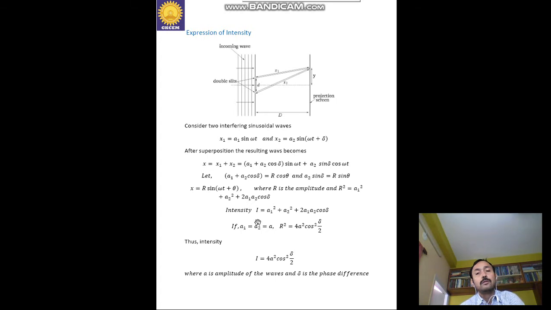So I ∝ a1² + a2² + 2a1a2 cos δ. If a1 = a2 = a, then R² becomes 4a² cos²(δ/2) after mathematical calculations. Thus the intensity is I = 4a² cos²(δ/2), where a is the amplitude of the waves and δ is the phase difference.